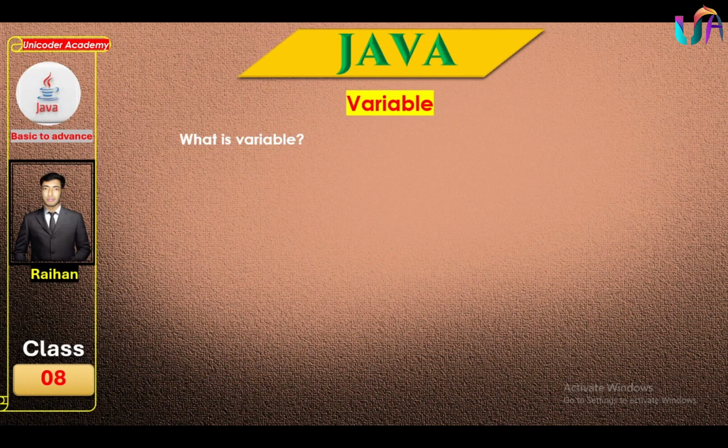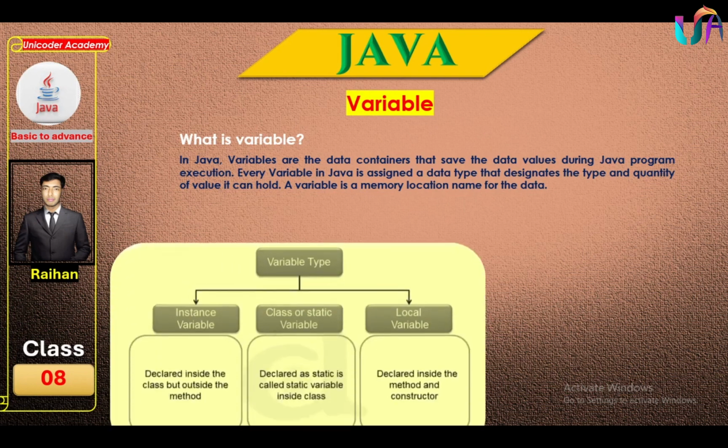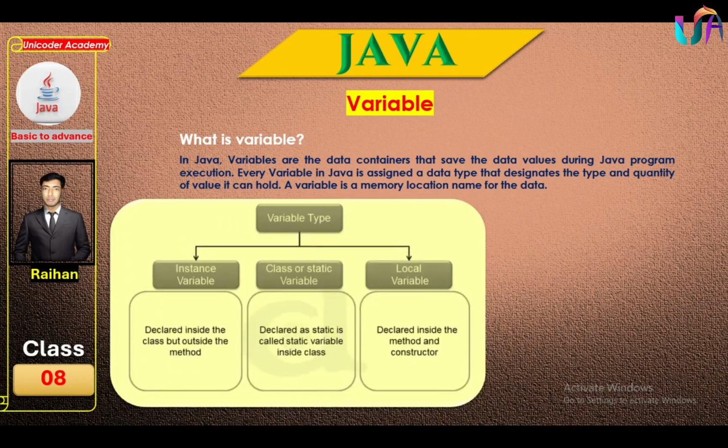What is a variable? In Java, variables are the data containers that save the data values during Java program execution. Every variable in Java is assigned a data type that designates the type and quantity of value it can hold. A variable is a memory location name for the data. Okay, so now let's clear it.